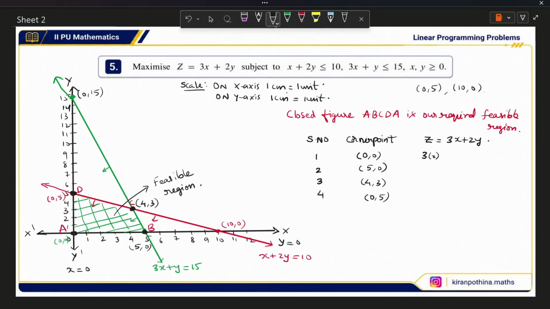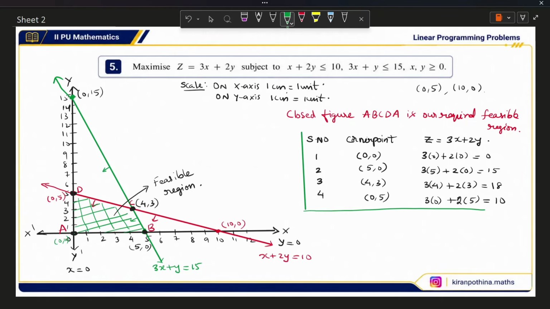First of all, x value is 0 and y value is also 0, so we got 0. Now here, 3 times 5 plus 2 times 0, which is 15. Next, 3 times 4 plus 2 times 3: 3 fours are 12, 12 plus 6, here we got 18. And 3 times 0 plus 2 times 5, so here we got 10. As it is your board's exam, we have to present it neatly.